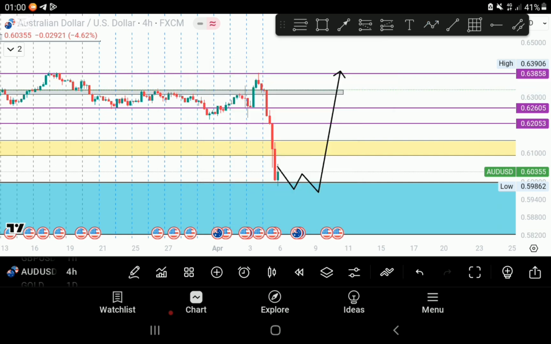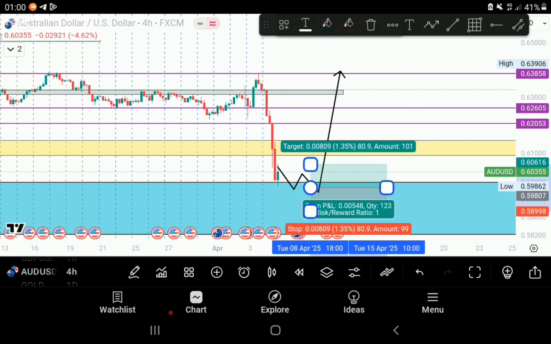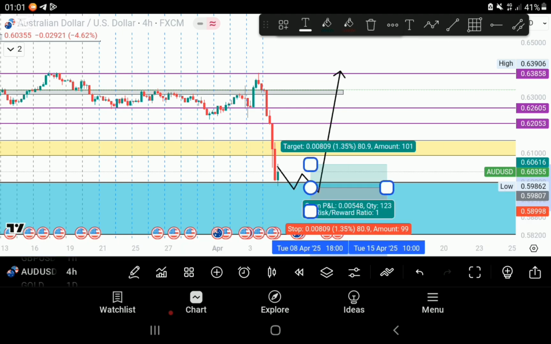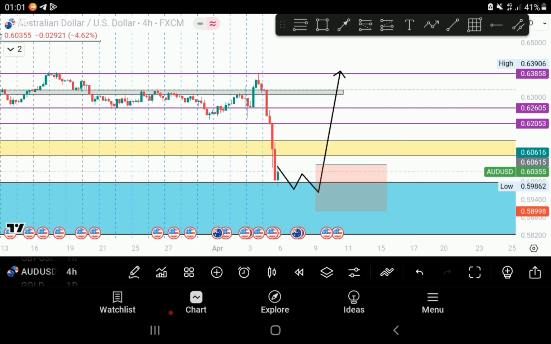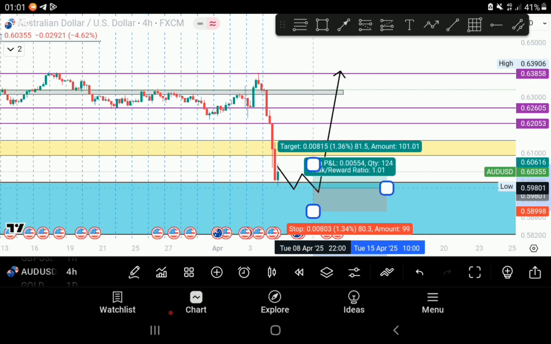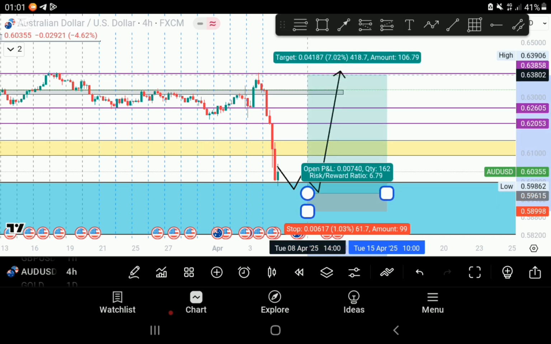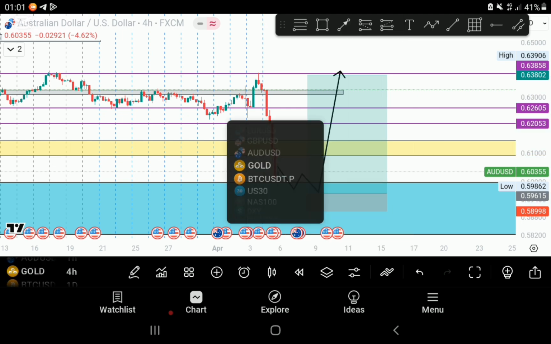Let's look at our potential for this trade for AUD USD. Inside this place, our stop loss will be a little bit below, then we are buying up to this zone. All right, 1:6.7 RR. Quickly, let's go to our gold.